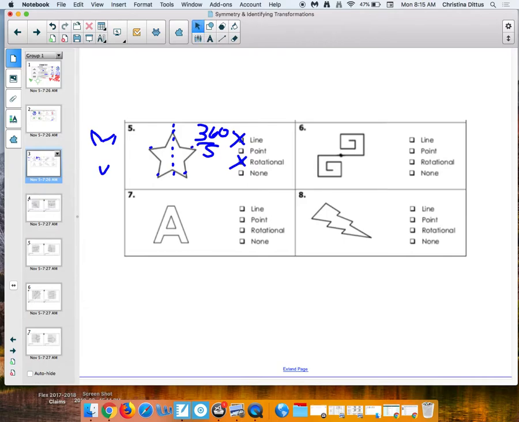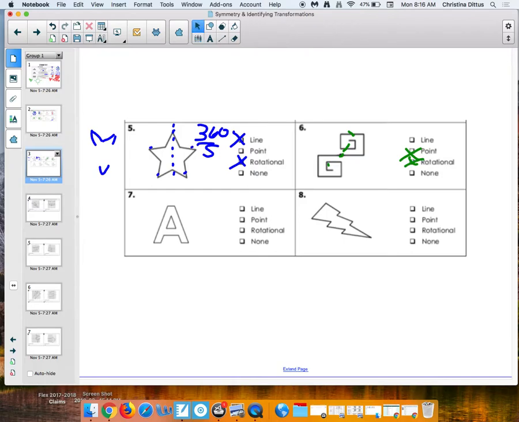Number 6, can I draw a line and have it match up? No, because if I draw a line here, it's missed. If it's here, it's missed. Can I flip it 180, flip it upside down, and have it look like itself? Why yes, you can. If I flip it 180, it's right on top of itself. So if it's point, does that mean it's rotational? Yes.